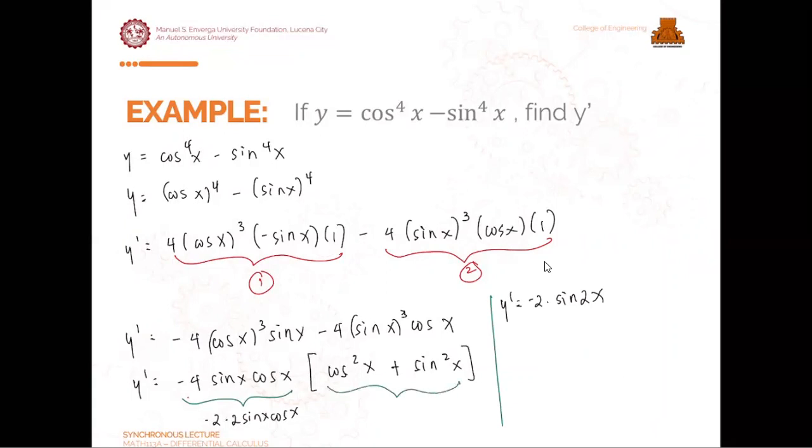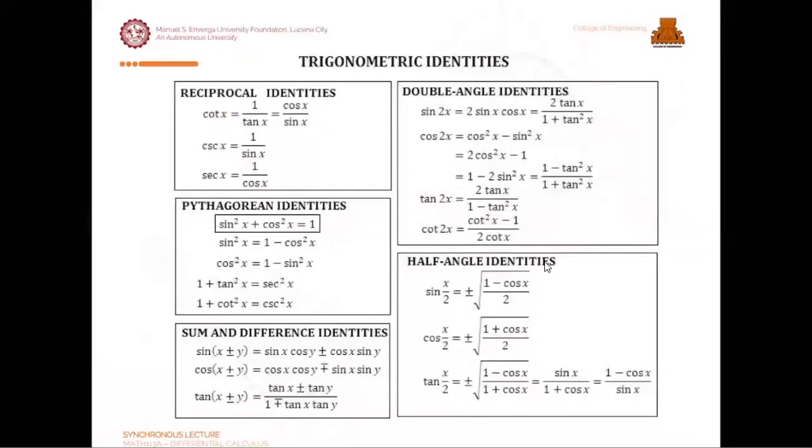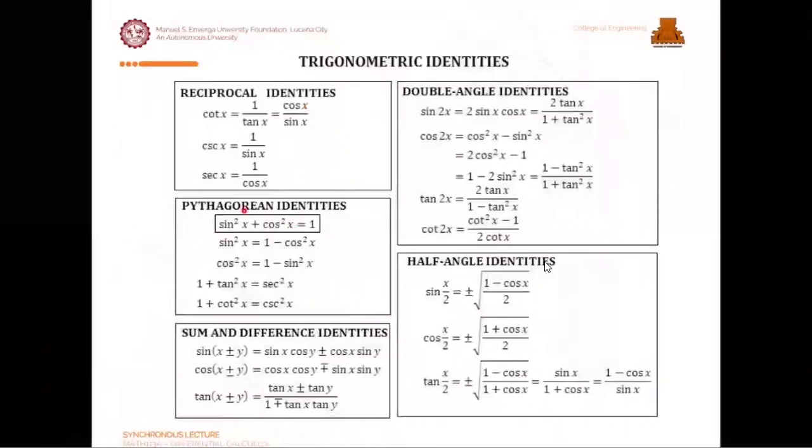Cosine squared x plus sine squared x. So, when we try to check, tingnan nyo dito sa Pythagorean identities. We have, pag may sine squared x plus cosine squared x tayo, equals daw yan sa 1. Okay? So, dito, meron tayong cosine squared x plus sine squared x. Pag inuna ko yung sine squared x, since positive yung to, plus cosine squared x, the same na siya nito. So, ibig sabihin, that is equals to 1.